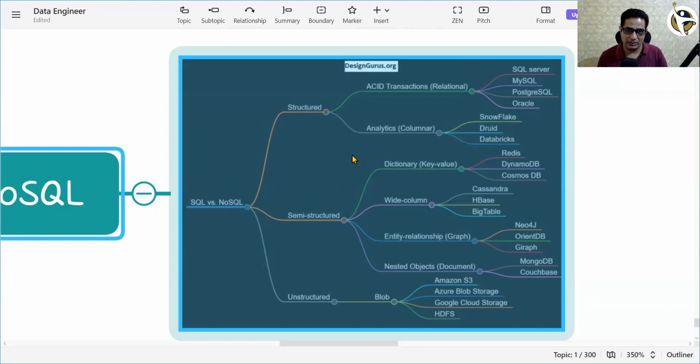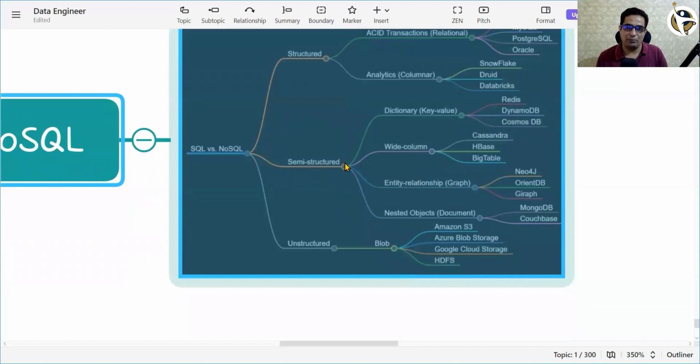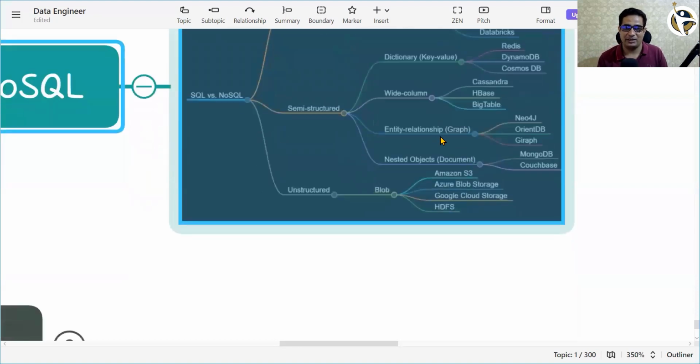So that is all about structured databases, where you have specific rows and columns. Then another type is the semi-structured database. We have dictionary-style databases with key-value pairs, where Redis, DynamoDB, and Cosmos DB are popular. Then wide column databases, meaning you can dynamically create columns in these databases, where Cassandra, HBase, and Bigtable are very popular. Then graph databases, which we saw a few minutes back: Neo4j, OrientDB, and Giraph are popular.